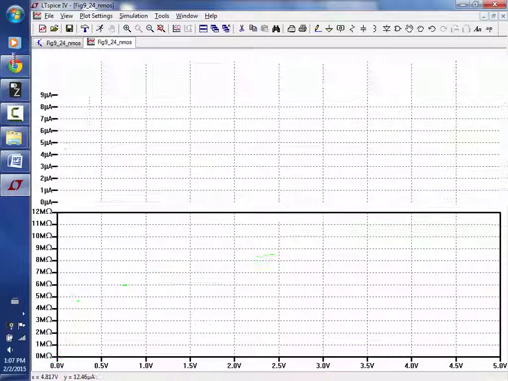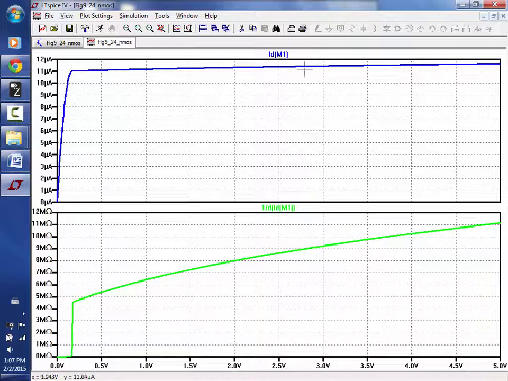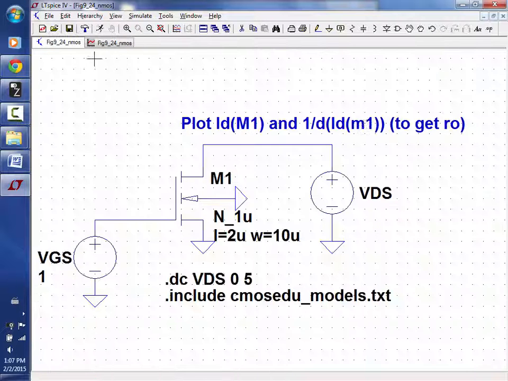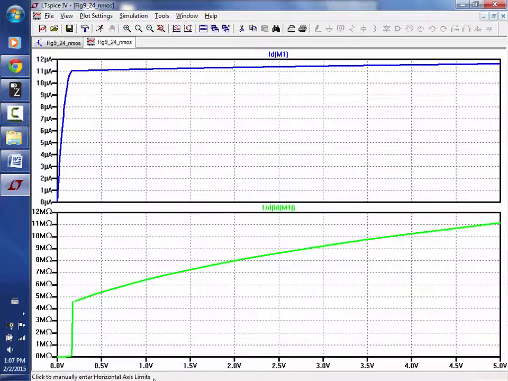and I see that there's my output current. It goes up, and then the slope of this, 1 over the slope is. So I take the derivative of this, and I take 1 over the derivative, and I get R out, just like it said in the schematic right here. Plot ID, and then 1 over the derivative of ID to get the R out. And I look at my value, and it goes from roughly 5 meg up to 11 meg, so more than 100% variation.